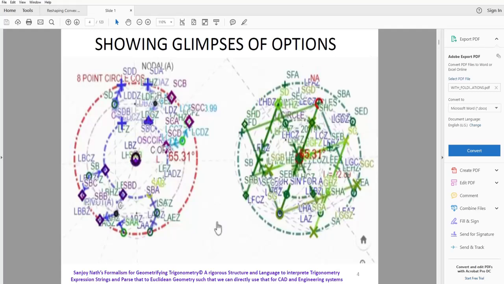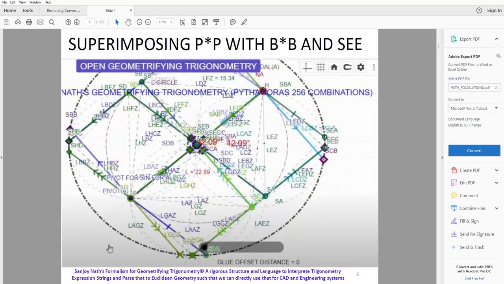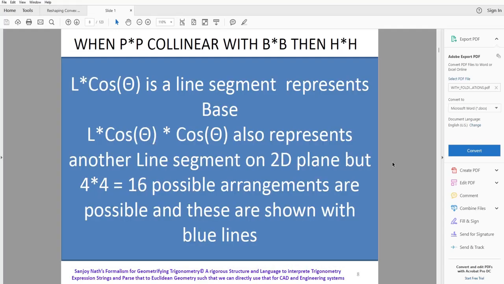The left hand side is showing the cos square theta line segments, and the right hand side is showing the sin square theta line segments. When they are superimposed, then we will get the overlapped line segments, and sometimes we will not get the overlapped line segments, and naturally overlapped line segments occur for some configurations. And this is showing that when p star p is collinear with p star b, then h star h is the best configuration of the multiplication and addition.